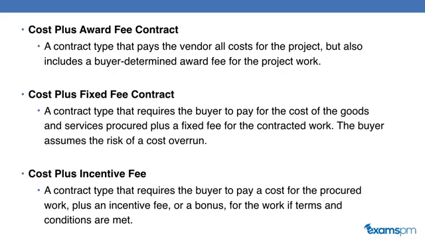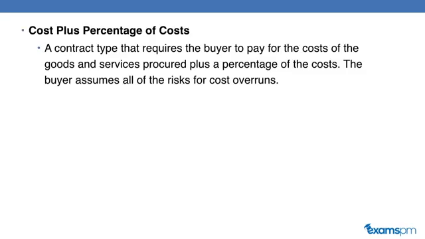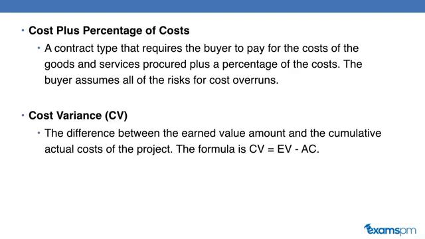This is a contract type that requires the buyer to pay a cost for the procured work plus an incentive fee or a bonus for the work if terms and conditions are met. Cost plus percentage of cost: a contract type that requires the buyer to pay for the cost of the goods and services procured plus a percentage of the cost. The buyer assumes all of the risk of the cost overrun.